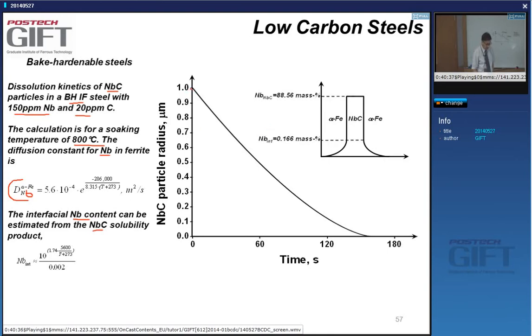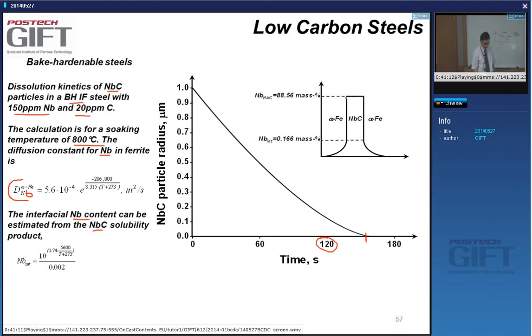Just look at the results of a particle here that dissolves into the matrix. And you can see here, it takes you a little over 2 minutes to dissolve your niobium carbide. So you can do this in a controlled manner, and design your process around this data.